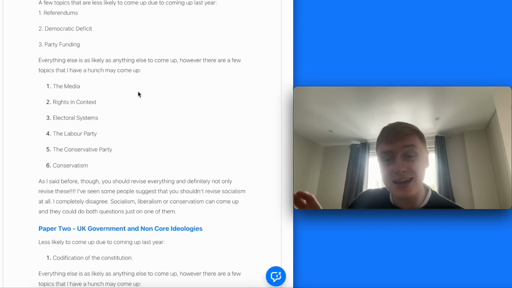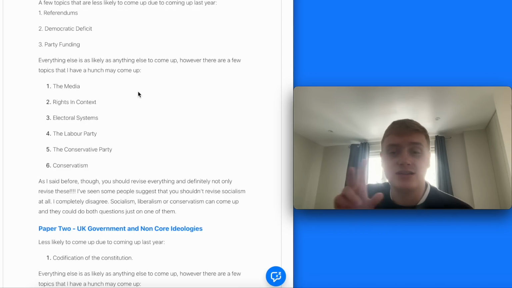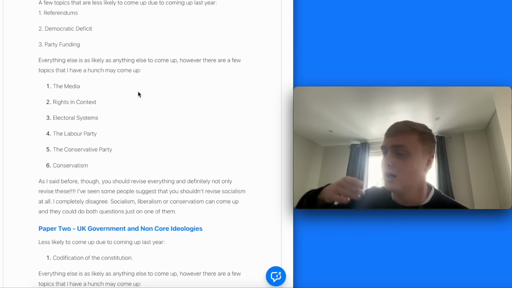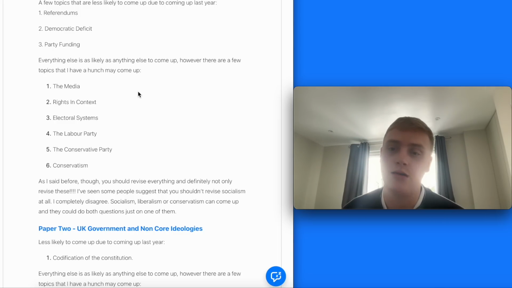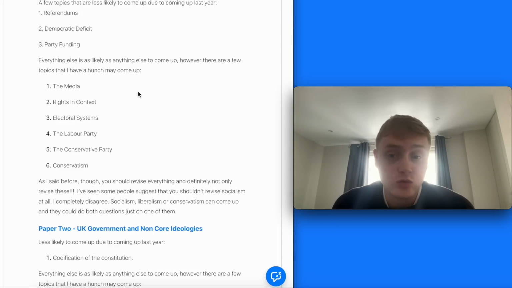Everything else, I'd say, in terms of UK politics and ideologies, is as likely as anything else to come up. So your voting behaviour, electoral system, political parties, pressure groups, rights and contests, they're all as likely as each other to come up, and they could all definitely come up.